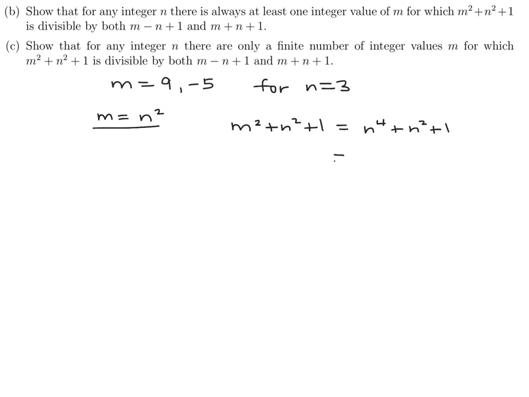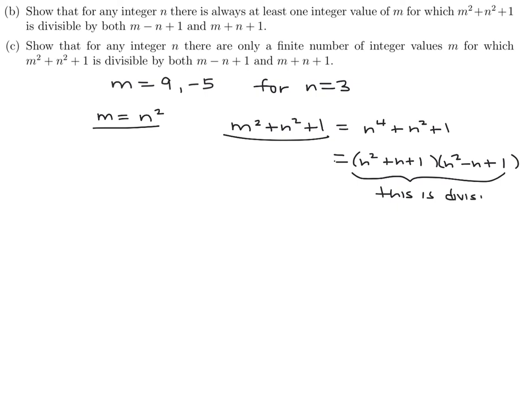Now, this factors into n squared plus n plus 1 times n squared minus n plus 1. And they're saying that this is divisible by both this and this. So that means that this is divisible by both this and this. So basically what it means is that this is divisible by m minus n plus 1 and m plus n plus 1.